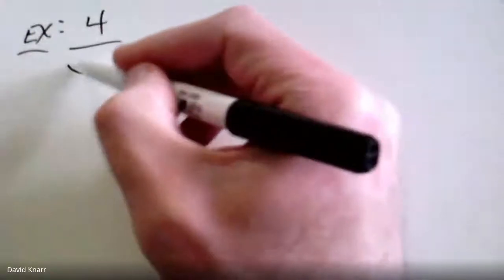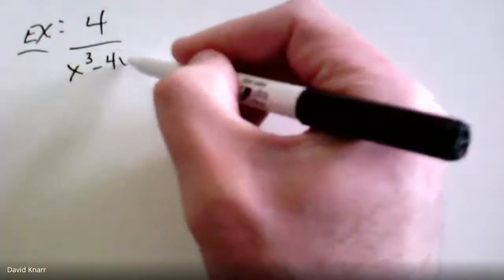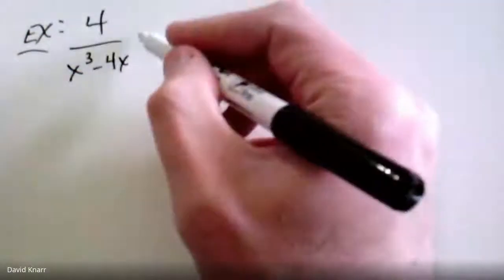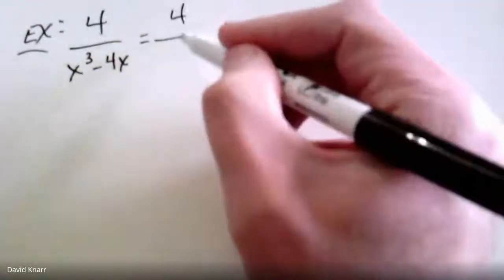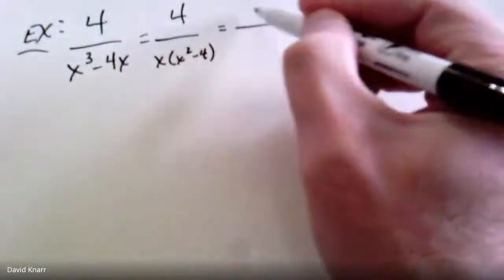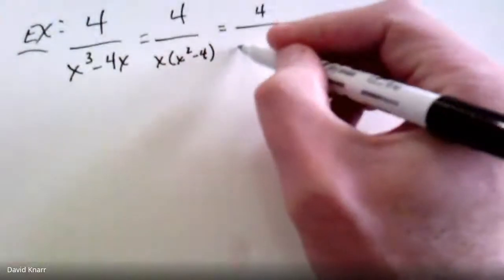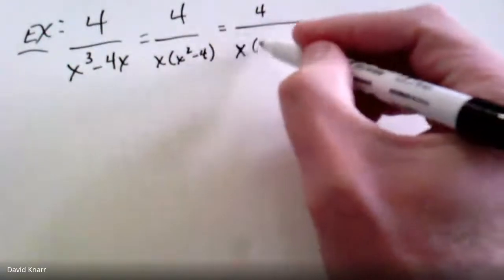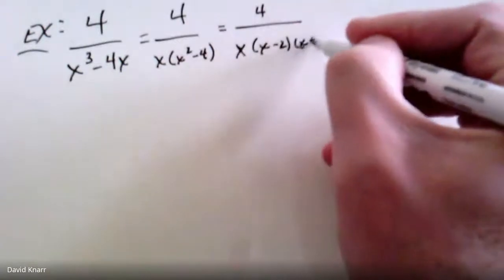All right, I'm going to do one more example. This one's going to have an extra 3rd factor in it, which will make it exciting. So let's try 4 over x cubed minus 4x. First thing you have to do, factor the denominator. Like I said, the steps are the same no matter what it looks like. But then I can factor x squared minus 4, x minus 2, x plus 2.